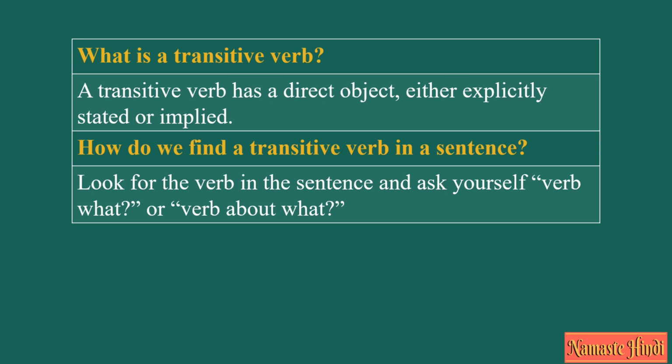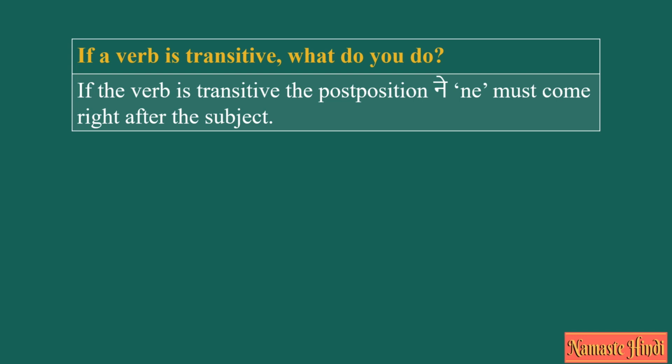What is a transitive verb? A transitive verb has a direct object, either explicitly stated or implied. How do we find a transitive verb in a sentence? Look for the verb in the sentence and ask yourself, verb what or verb about what? If the verb is transitive, the postposition ne must come right after the subject.